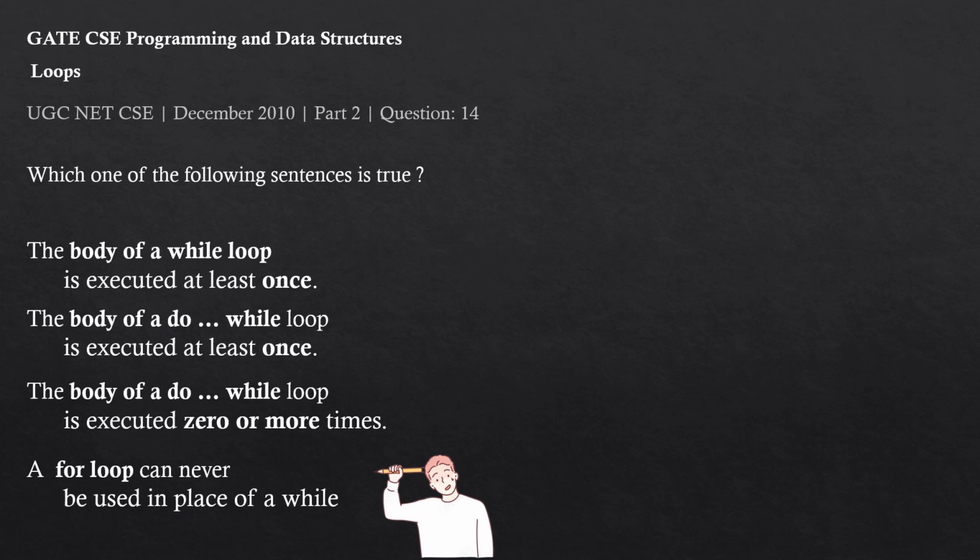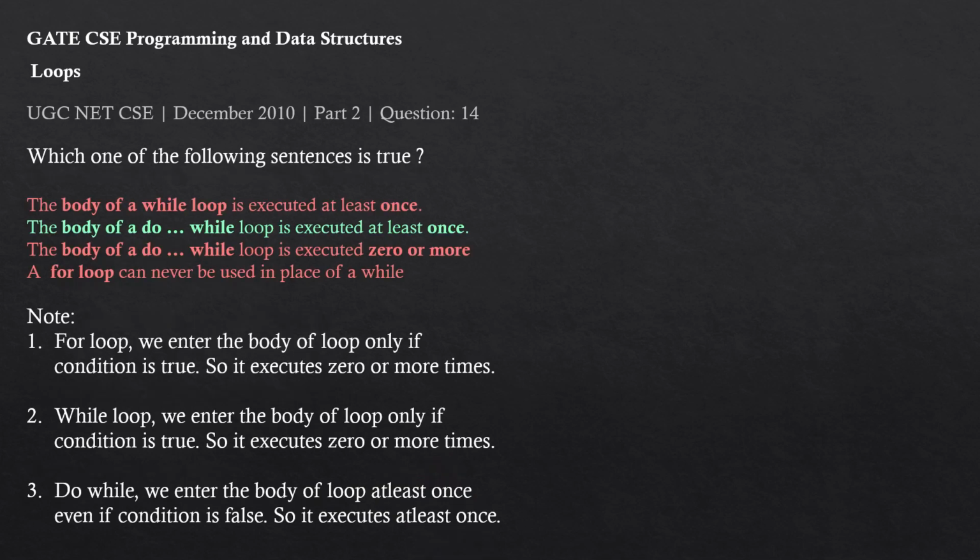Let's look at the answer. So another control flow is the loops. We have the for, we have the do while, and we have a while loop. Let's look at the for loop.